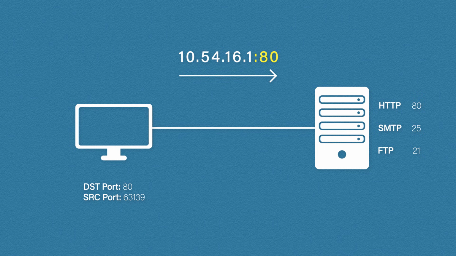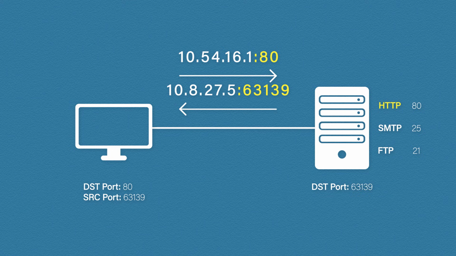The server will receive this request, look at the destination port number, realize the request is for the web application and pass it to that application. The server will then respond. This time the port numbers are reversed. The destination port is now the randomly generated one, and the source port is our well-known port number 80.